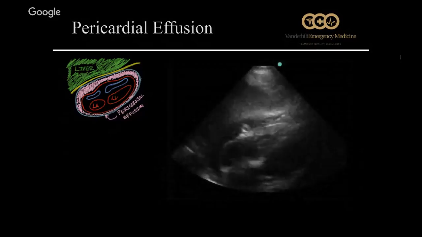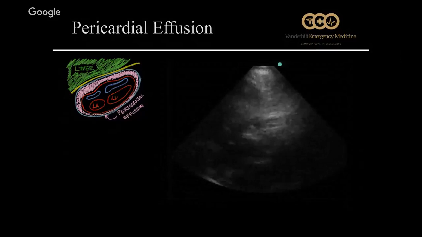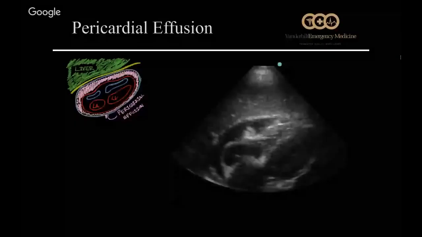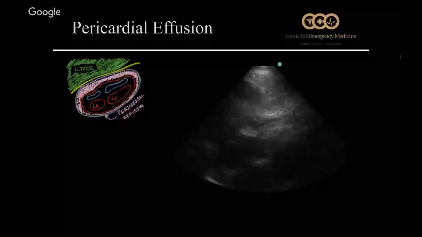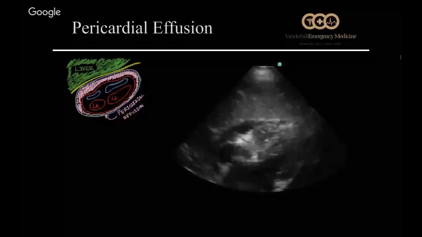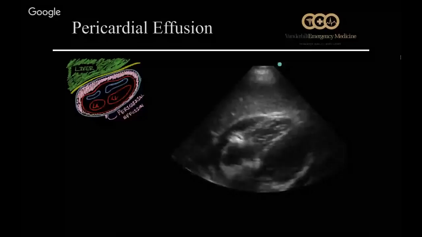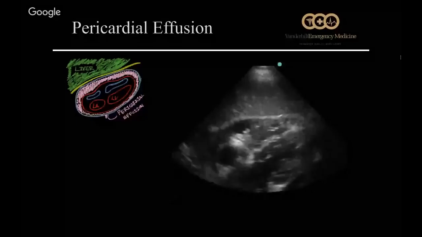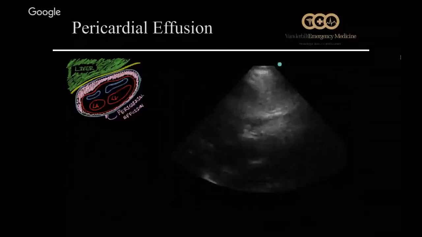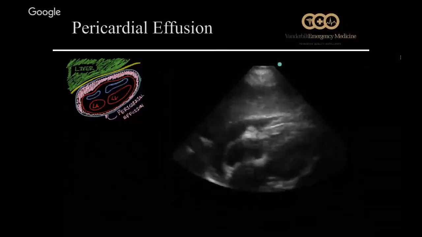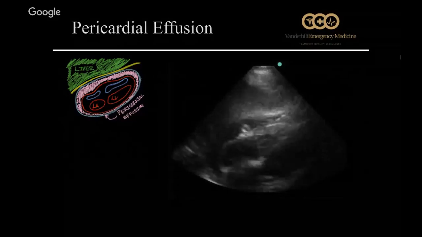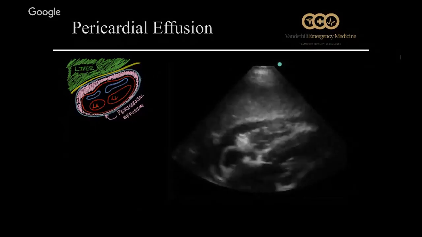Another example. So it is a little counterintuitive, but fluid will collect at the top of our screen first because we're scanning the heart essentially upside down. The most inferior portion of the heart will be at the top of our screen. So the earliest amounts of blood in the pericardium will be most easily seen between the liver and the right atrium, right ventricle. Next slide.